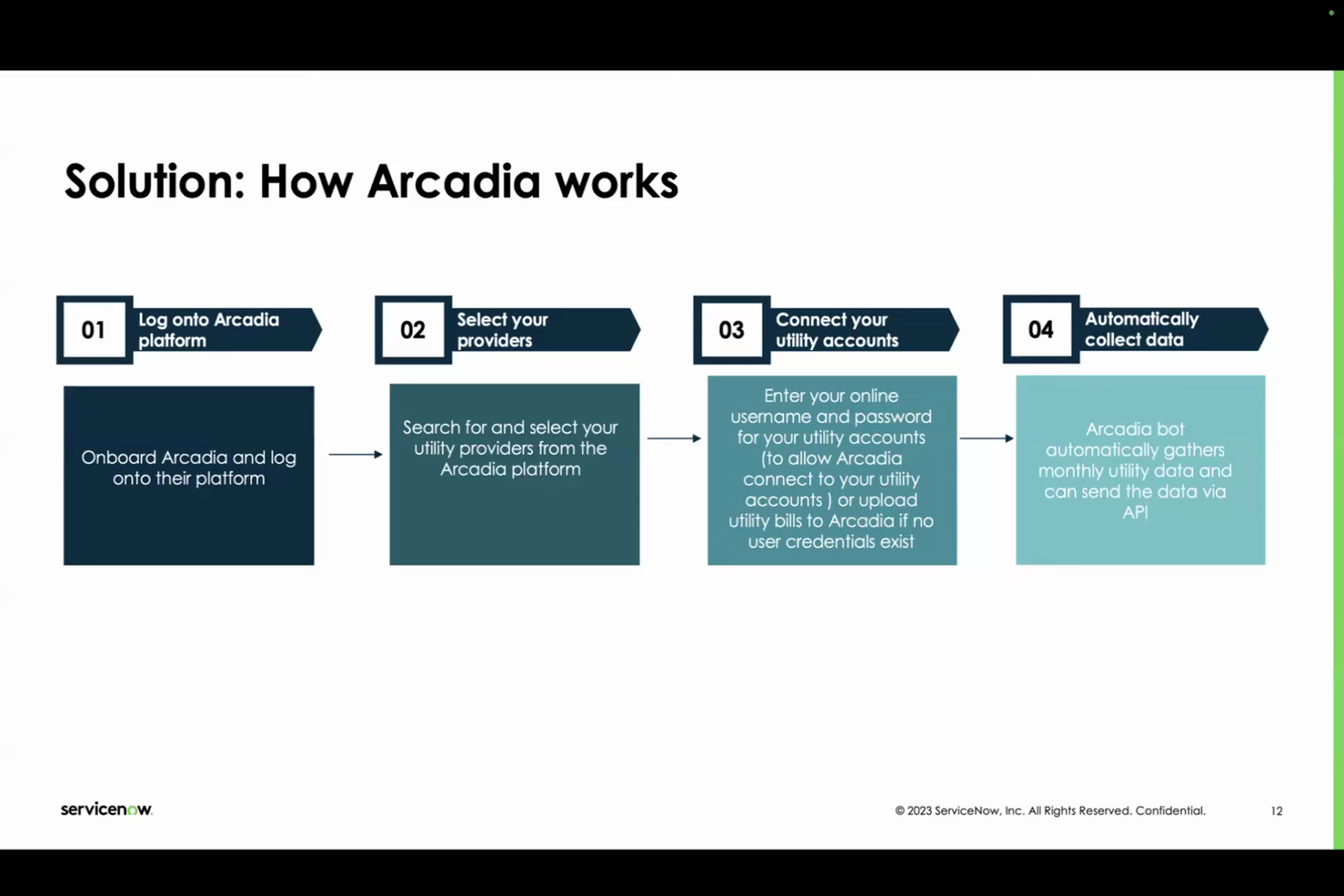Step 4, once Arcadia makes the connection to your utility account, the Arcadia bot automatically goes into the utility account, pulls out the monthly bill, reads it, gathers the monthly utility usage data, and sends that data via the API.